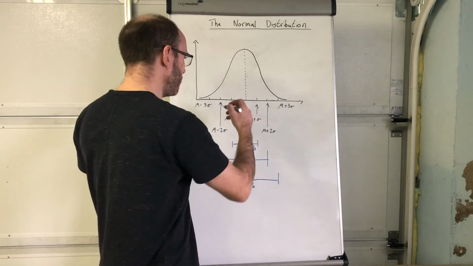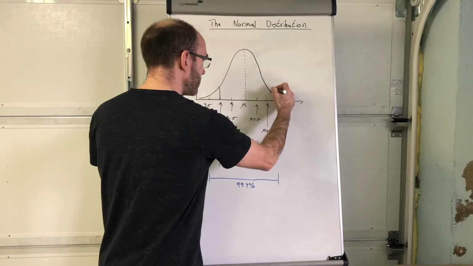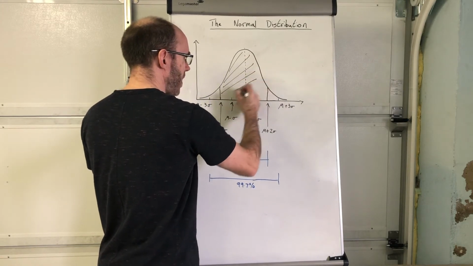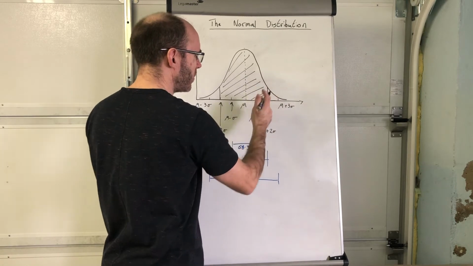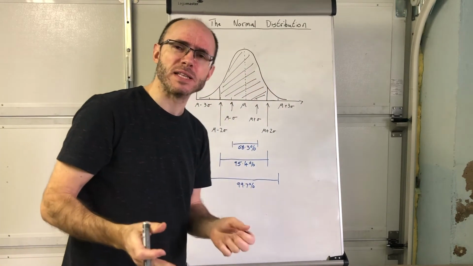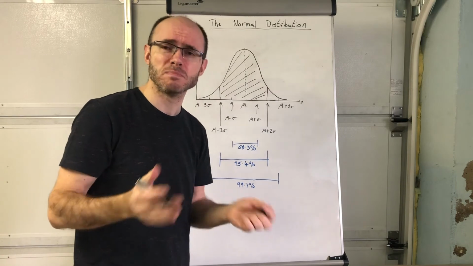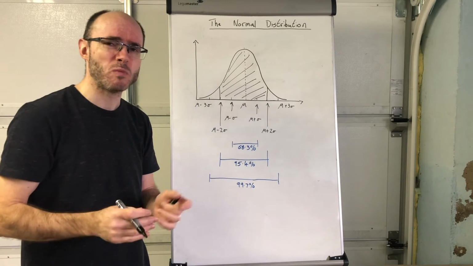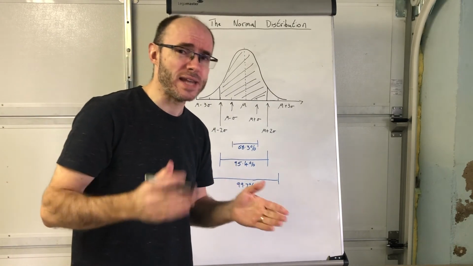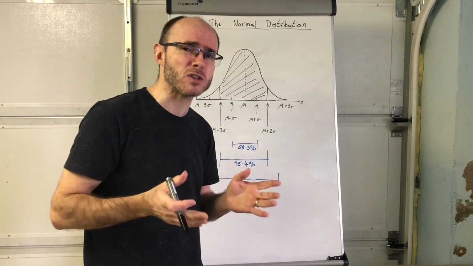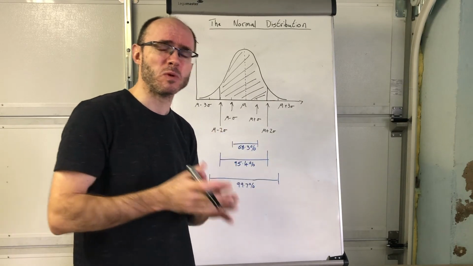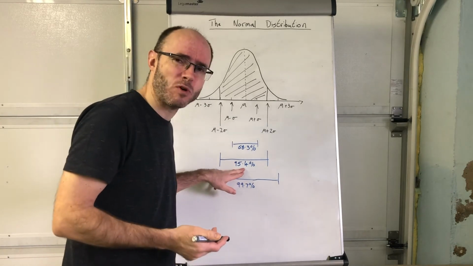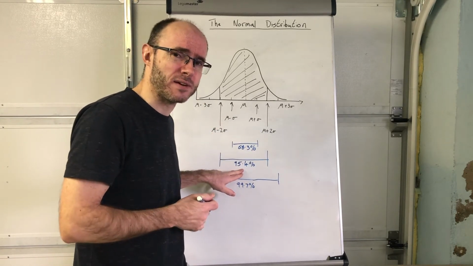Let me just shade that in for you. So if this is two standard deviations above and below, what we're saying is all of this part of the graph here, all of that data represents 95.4%, which is most of the data. That is really important. Why? Because when we're looking at statistical analysis, we want to consider as much of the data as possible. We want to consider as much of the population as possible. And 95.4% is the majority of data.